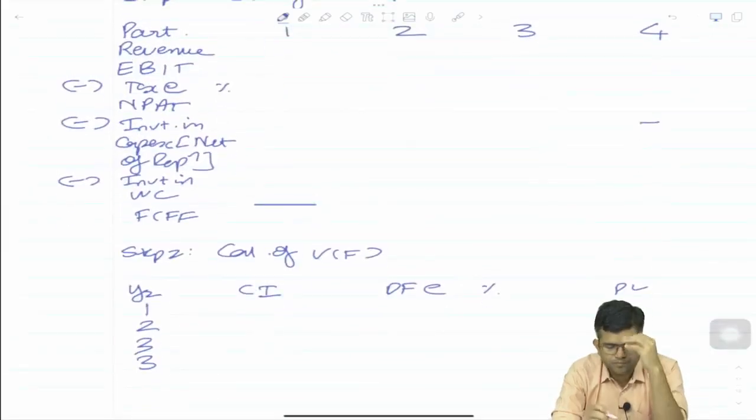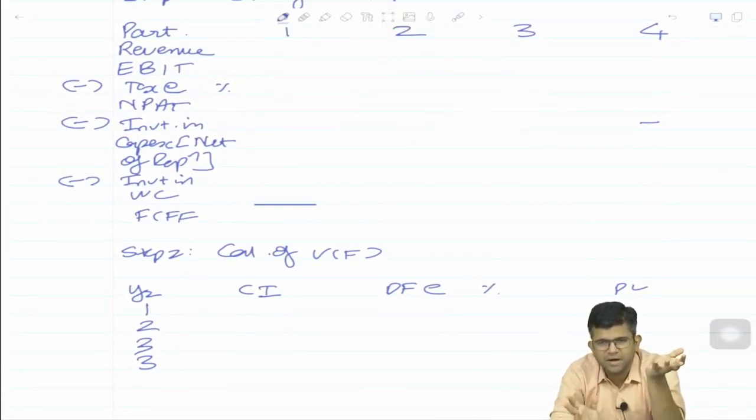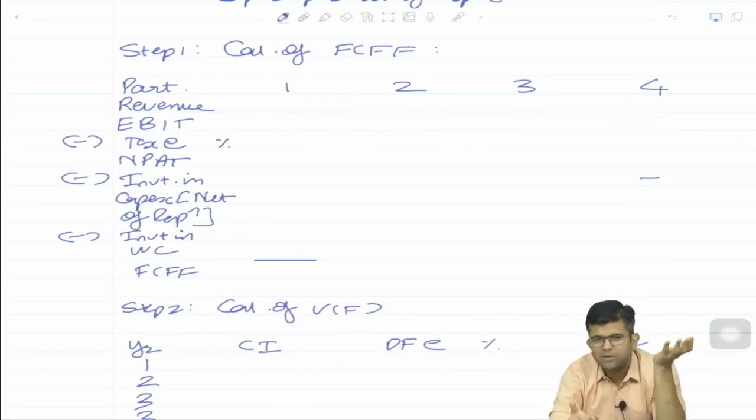So what is the difference between FCFE and FCFF? The only differentiating factor is interest. I hope you're understanding. If in this table you subtract interest, then automatically the cash flows become equity cash flows. They automatically discount at the rate KE. Automatically you get equity valuation.